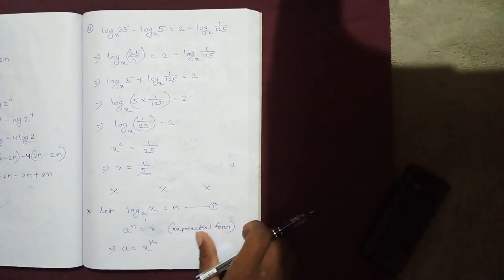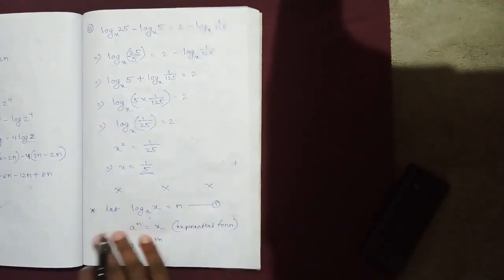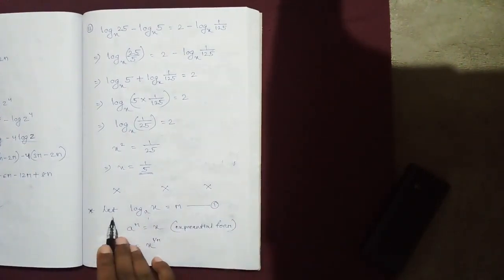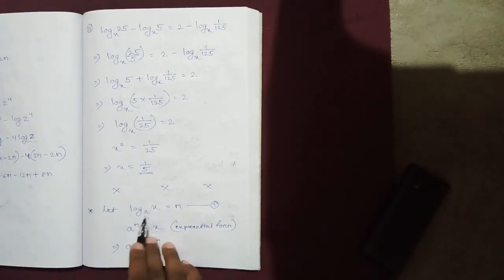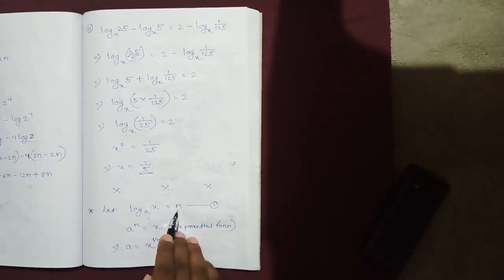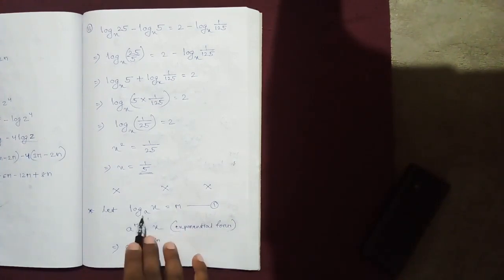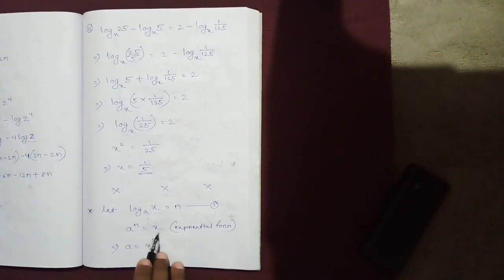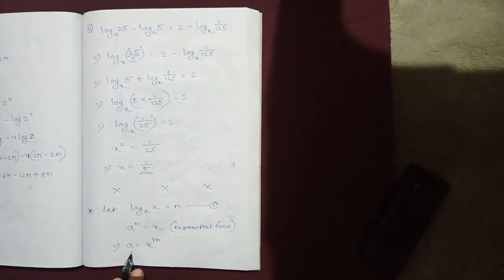Now some extra concepts on logarithm. Let log x base a be equal to m. Now convert this to exponential form. We will get a power m is equal to x. Now simply a will be x power 1 by m. Here a is the base, m is the power, x is the result. But here x is the base, 1 by m is the power, and a is the result. That is the difference.